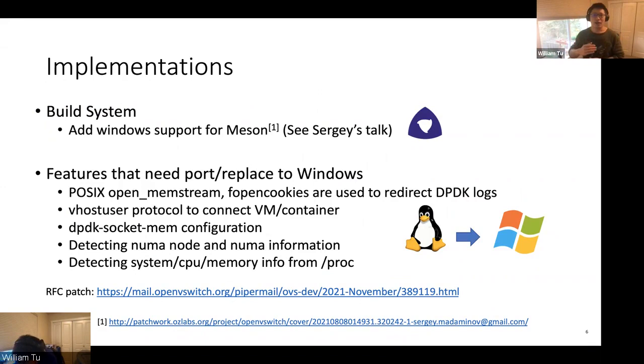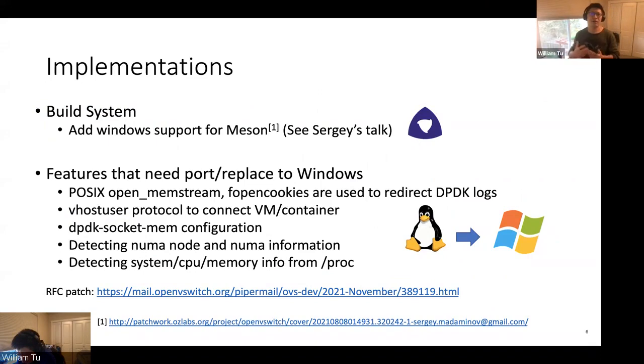Other than that, there are some features that need to be ported or replaced from Linux to Windows. For example, in today's lib/dpdk.c file, we are using POSIX open_memstream or fopencookie to redirect the DPDK logs to OVS. However, this POSIX API isn't supported on Windows, so we have to find alternatives.